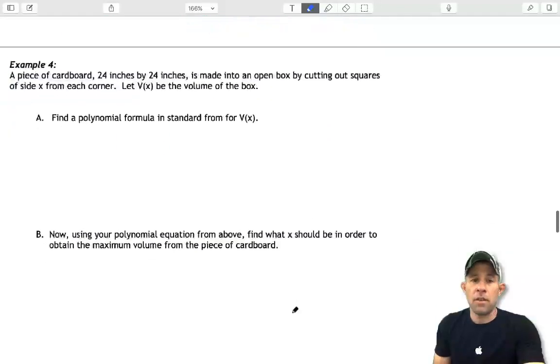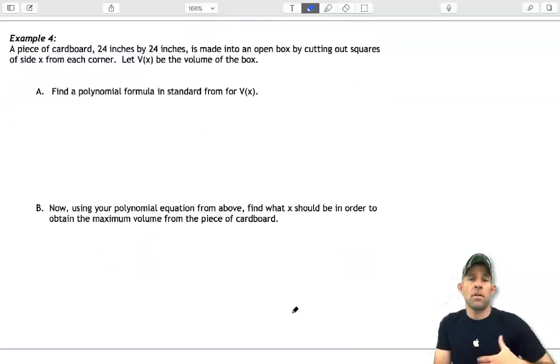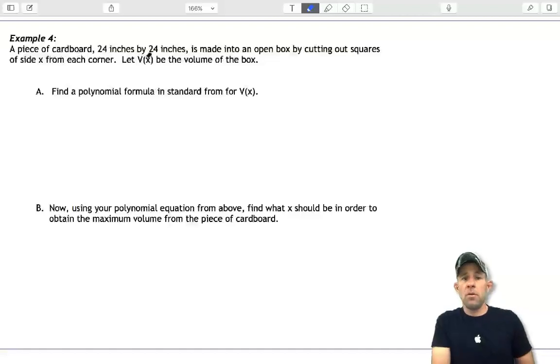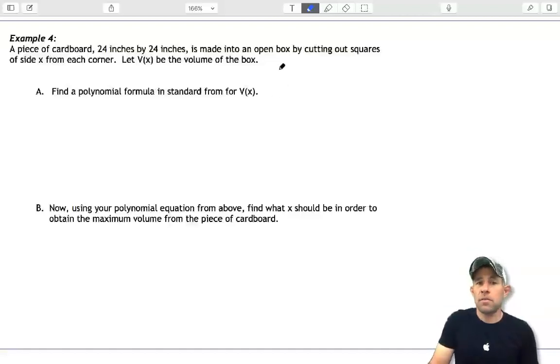All right, for our final example today, we have the famous cardboard box volume problem. It says we have a piece of cardboard. It's 24 inches by 24 inches. It's made into an open box by cutting out squares of side x in each corner. Let the volume equal V of x. So we're going to write that polynomial here.